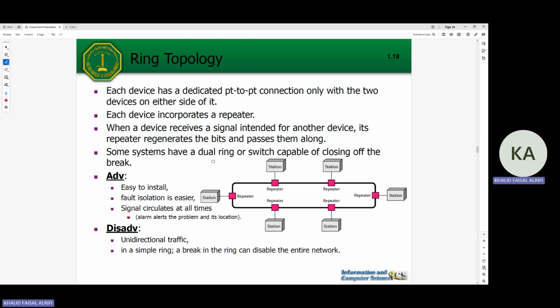Some systems have a dual ring or a switch capable of closing off the break. Advantages: easy to install, fault isolation is easier, signal circulates at all times, like an alarm that alerts to the problem and its isolation. Disadvantages: unidirectional traffic. In a simple ring, a break in the ring can disable the entire network. Of course, it's clear. If something happens to the cable, all of them will get disconnected.